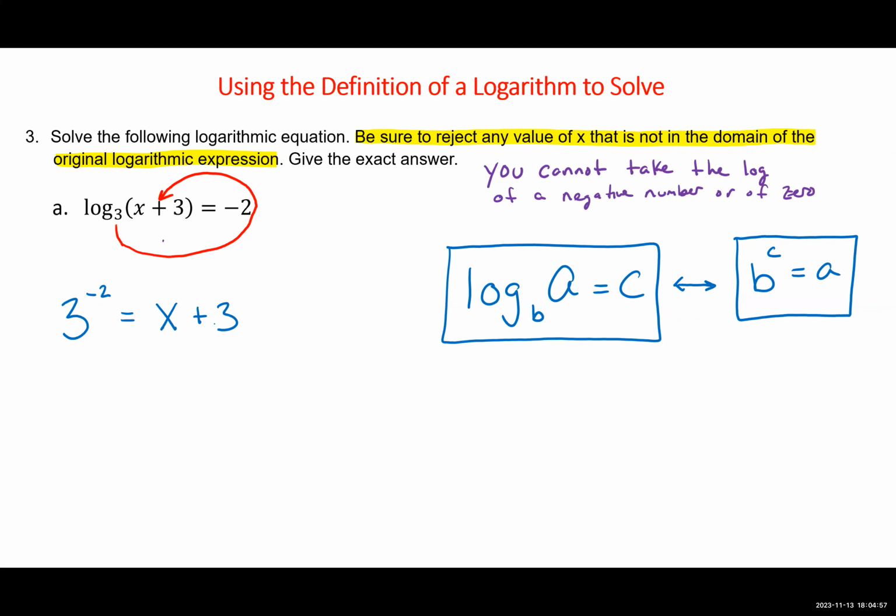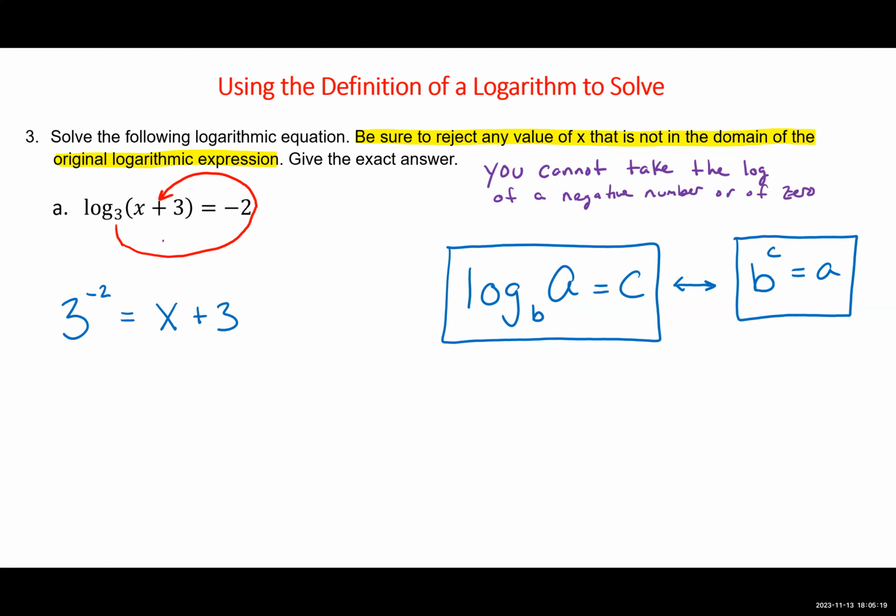The original problem is in logarithmic form. Using the definition of the logarithm, we've rewritten it into exponential form. Exponential form, a whole lot easier to deal with. If you want to solve for x, all you got to do is subtract 3 from both sides. Get x by itself.